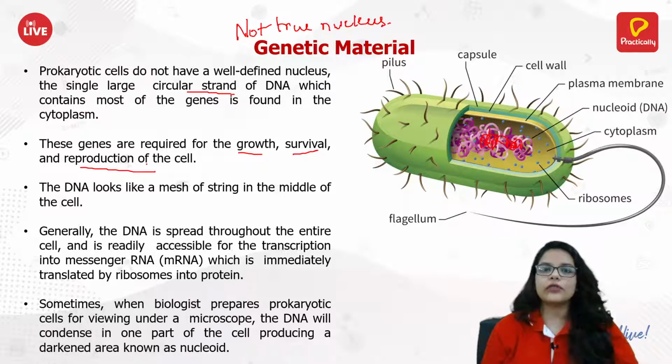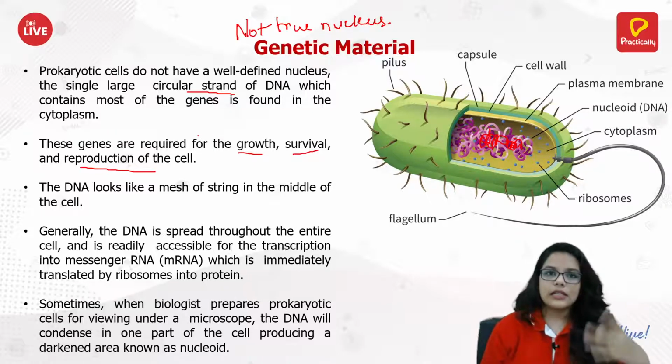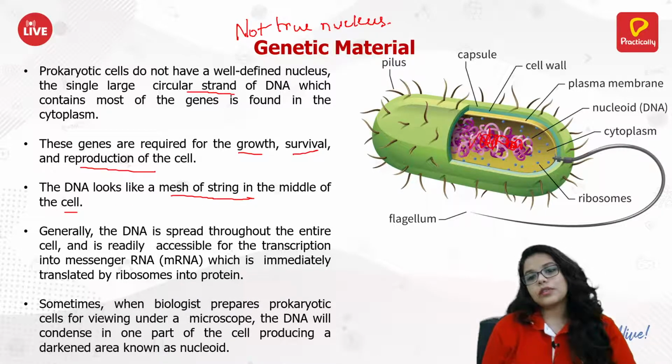Because even if they are unicellular, they have to grow, right? They have to divide, they have to reproduce. That kind of function is helped by the nucleus. Now it looks like a mesh of string in the middle of the cell. See how it looks. It looks like a mesh of string like this.